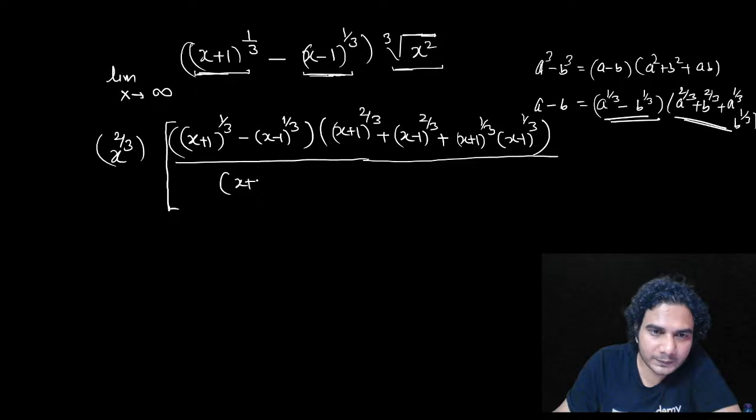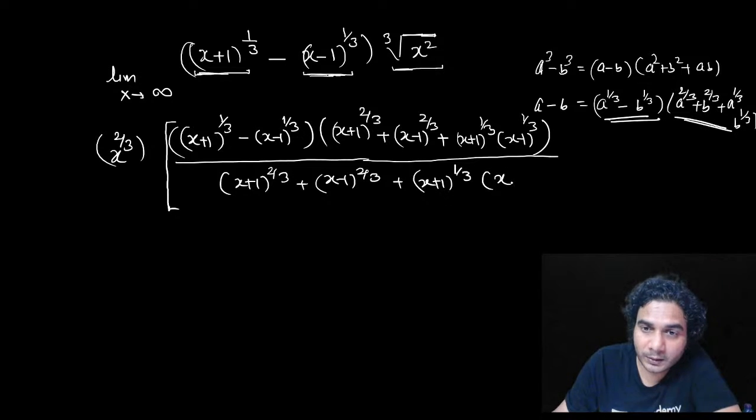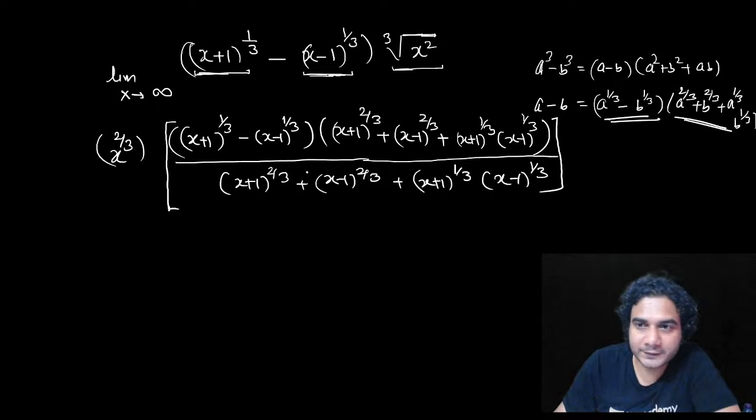So it will be x plus 1 raised to 2 by 3 plus x minus 1 raised to 2 by 3 plus x plus 1 raised to 1 by 3 into x minus 1 raised to 1 by 3. It might look lengthy, but yes, this is very useful, not only in limits, but this formula is useful in other chapters also, all right? So in this way we rationalize it.